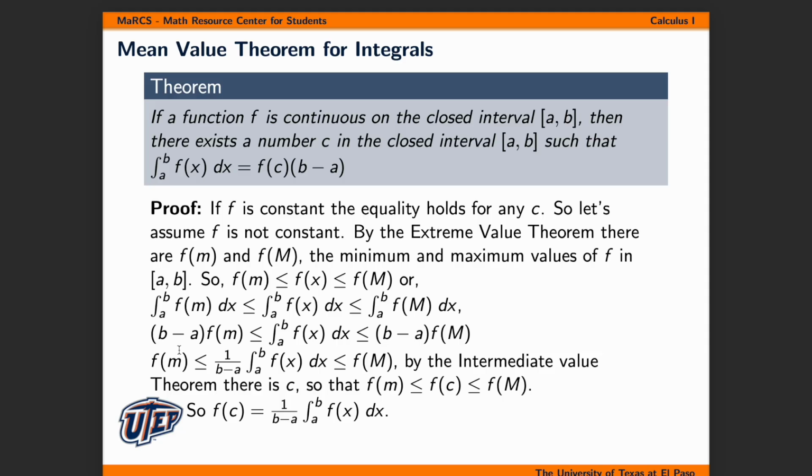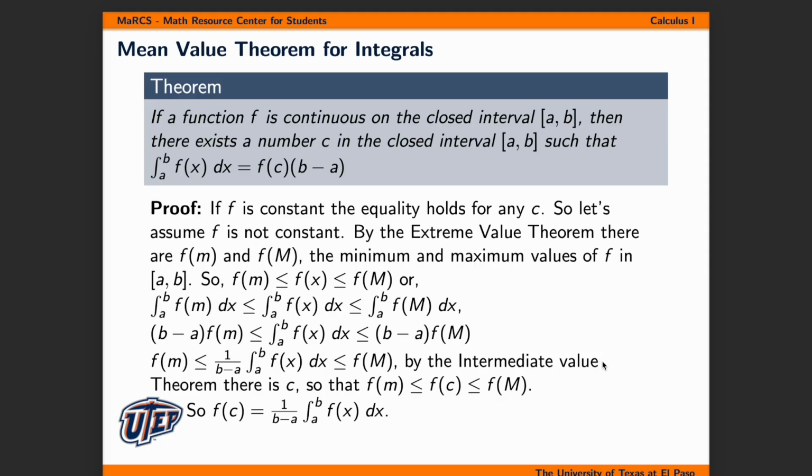So we will get that the minimum value, or f of lowercase m, is less than or equal to 1 divided by b minus a times our integral from a to b of our function with respect to x, and that is less than or equal to our maximum value, because we divided by b minus a on all of these three terms. So for these two terms, the b minus a goes away, and with this middle term, we're left with 1 divided by b minus a.